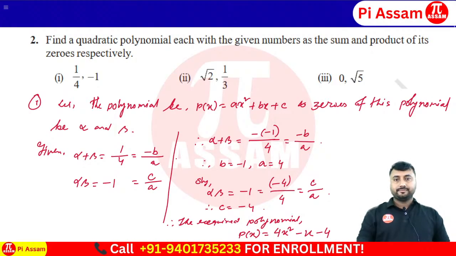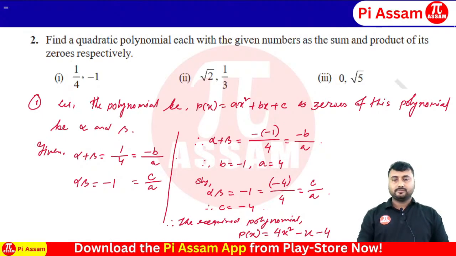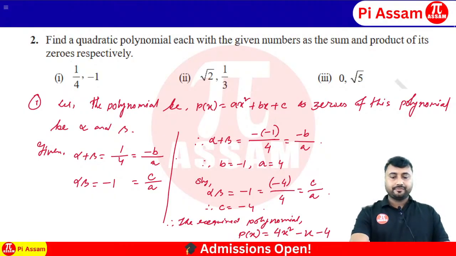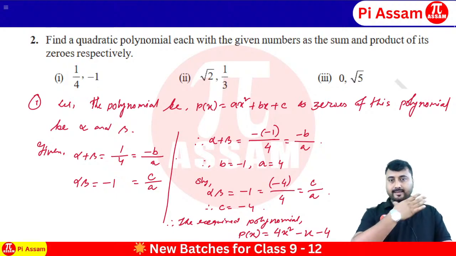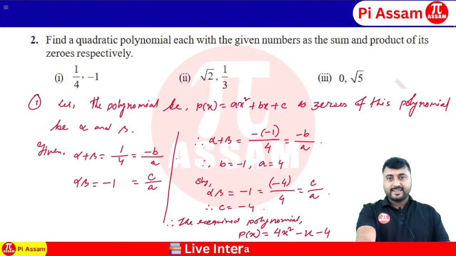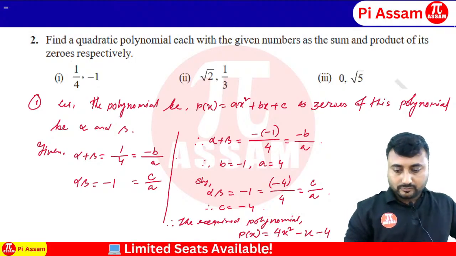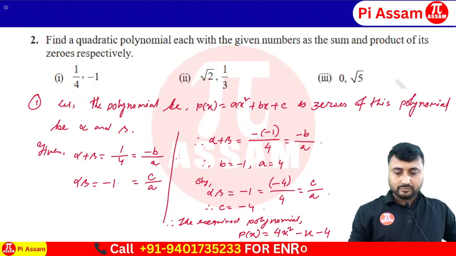Got it, Angshuman? Understand? Understand, no? Question is understood? Solution? Match with the relation. Okay, we are matching the relation alpha plus beta and alpha into beta.